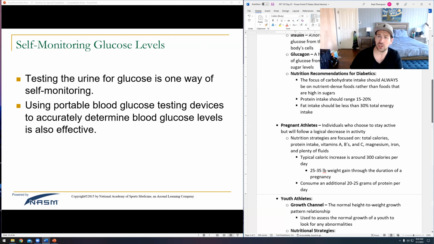So encourage your clients to monitor their glucose. One of the best ways they can do that is just through a urine test. They don't have to take their blood in the morning necessarily, although there's plenty of blood glucose testing devices where they do a little finger prick and things like that. But just try to monitor it, one way or another, urine test or whatever.